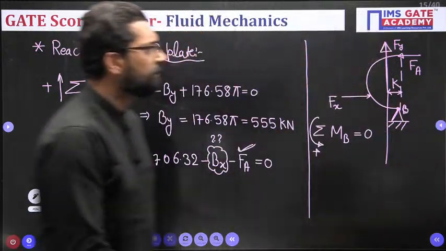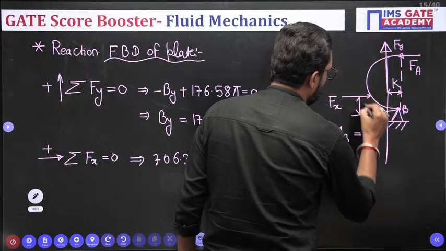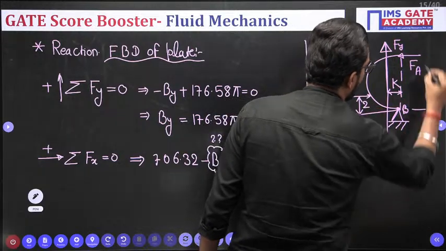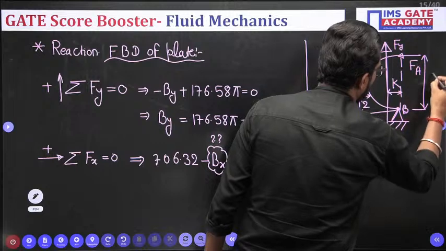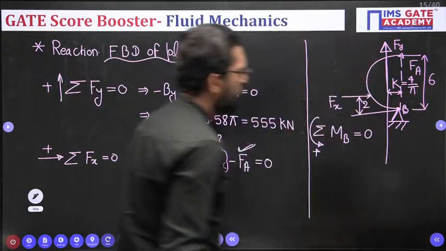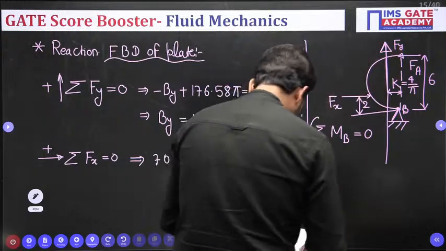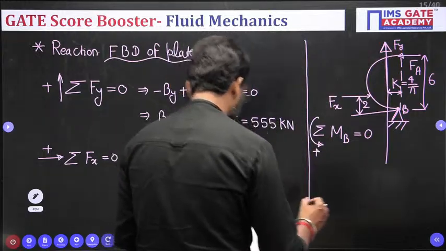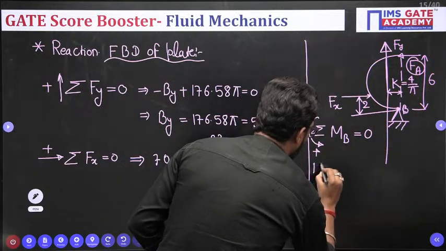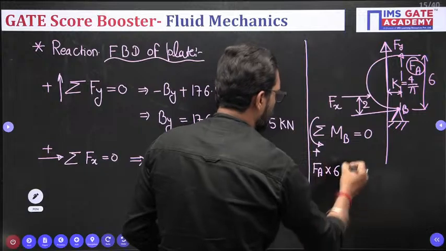It is a distance at k. So we have to take this distance, you have 2, this you have 6, this you have 6, and this you have k, 4 by pi. So if you take the moment, this is Fy, write down, this is Fa. So Fa into a distance 6, it is in positive sense.